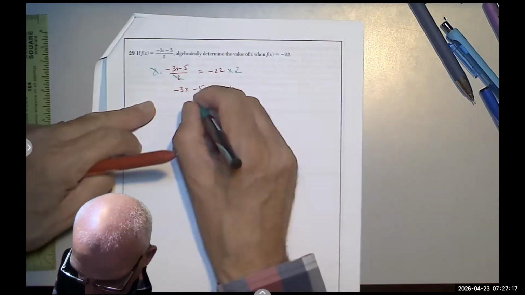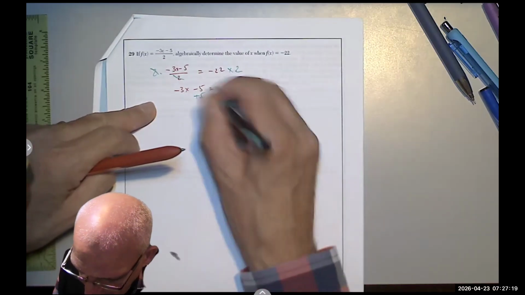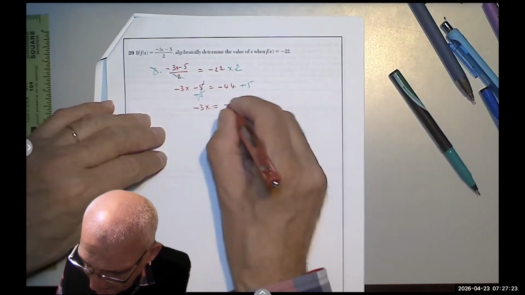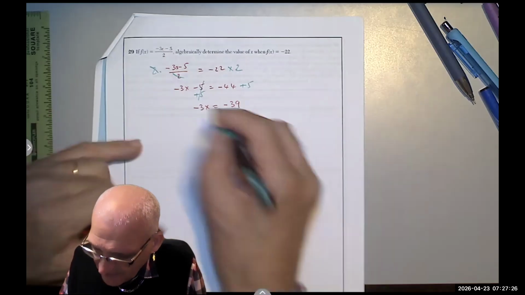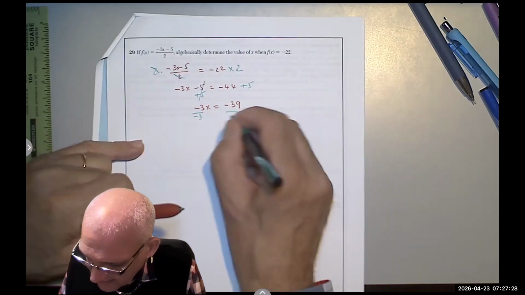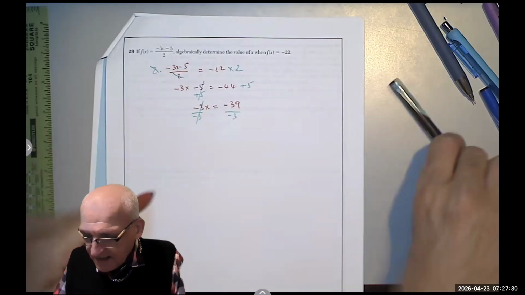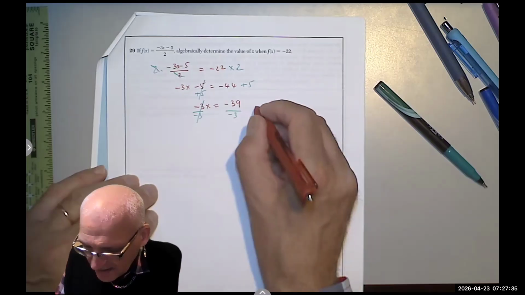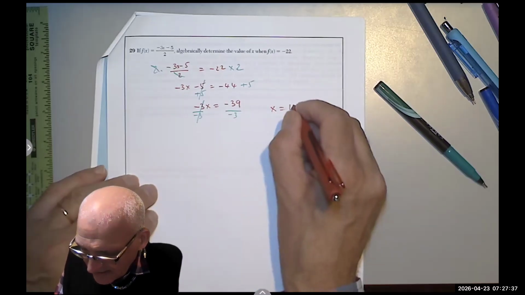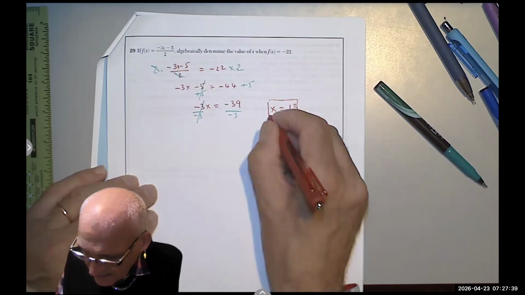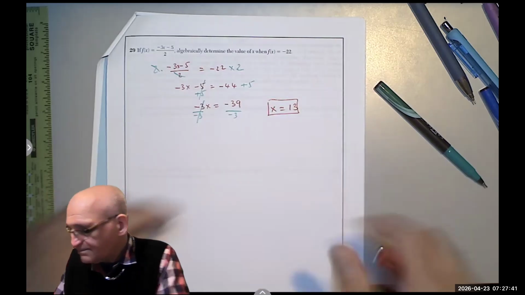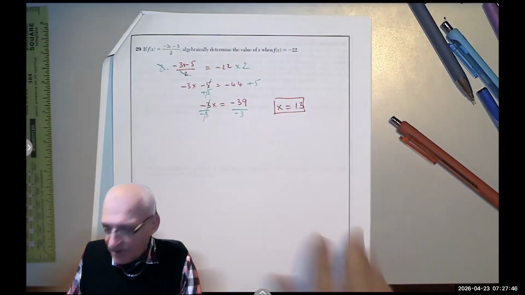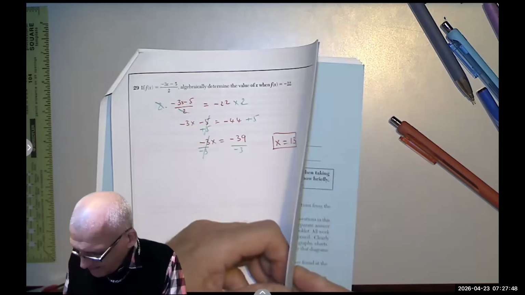Then you're going to add 5 to both sides, and you get negative 3x equals negative 39. And finally, you divide both sides by negative 3. These cancel. Negative by negative is positive. 39 over 3 is 13. So x equals positive 13. Right? So the second part so far is so easy. We have one more question.